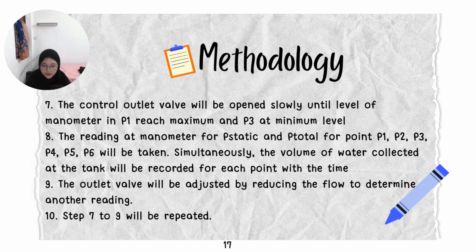Simultaneously, the volume of water collected at the tank will be recorded for each point with the time. Number 9, the outlet valve will be adjusted by reducing the flow to determine another reading. Number 10, steps 7 until 9 will be repeated.